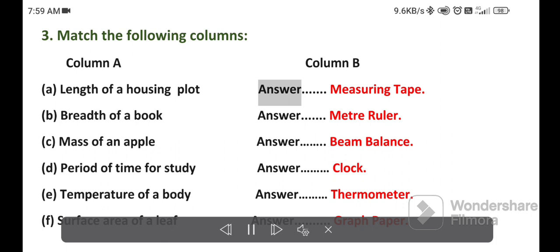Answer. Measuring tape. B. Breadth of a book. Answer. Meter ruler. C. Mass of an apple. Answer. Beam balance.